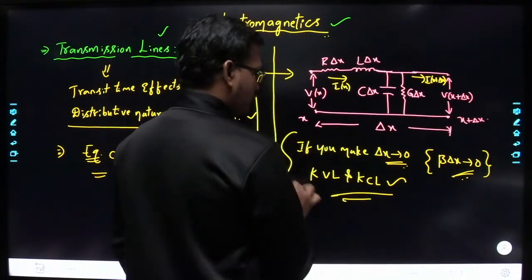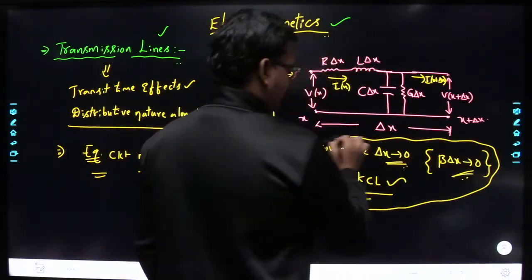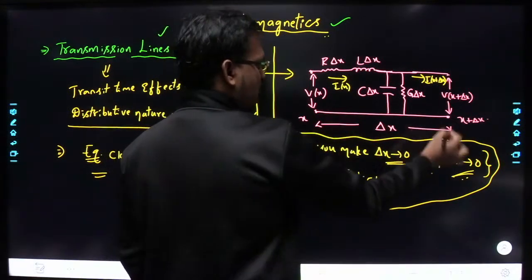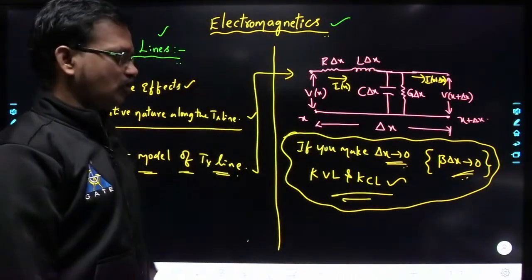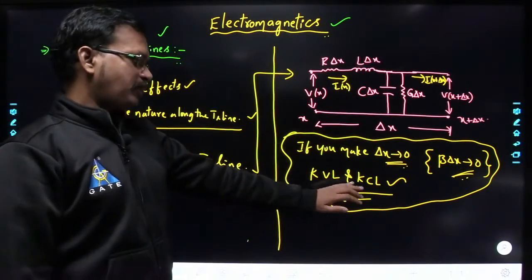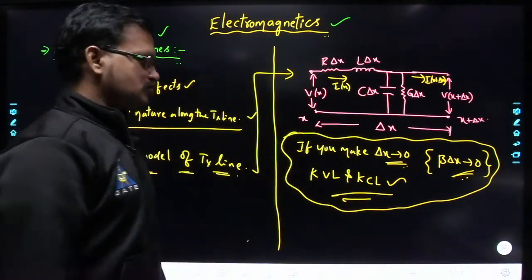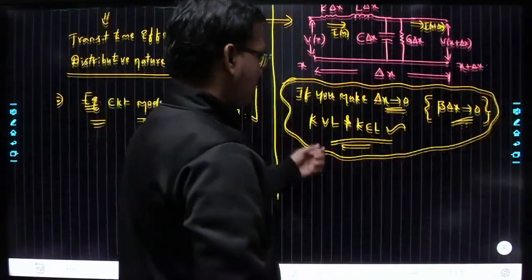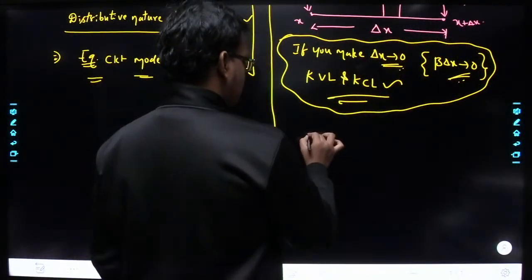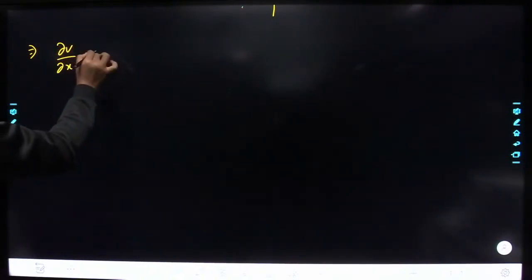If you make delta x tends to 0, then the spatial phase shift between source and load, that is beta delta x, will also tend to 0. So under this condition, we can happily apply KVL and KCL. By applying KVL, we got one equation. So that is what I am writing here. By applying KVL to the circuit, we got dou V by dou x is equal to what?